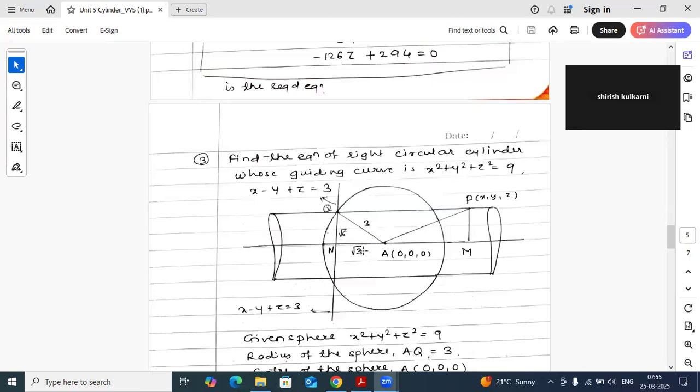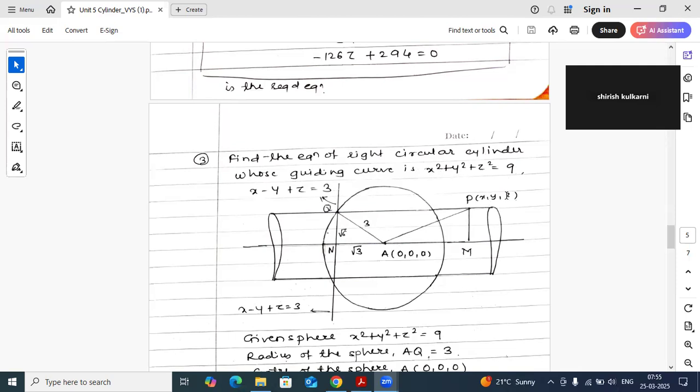Now let us consider another problem. Find the equation of right circular cylinder whose guiding curve is x square plus y square plus z square is equal to 9, and x minus y plus z is equal to 3. Now consider this is a sphere, clear? X square plus y square plus z square is equal to 9, means the radius of the sphere is 3. 3 square means 9.